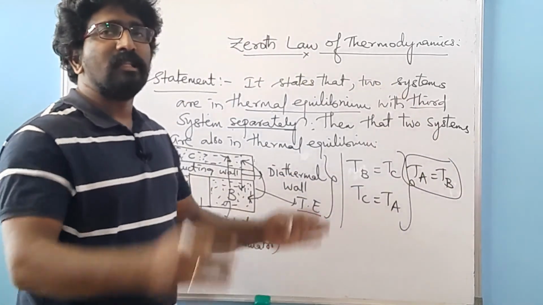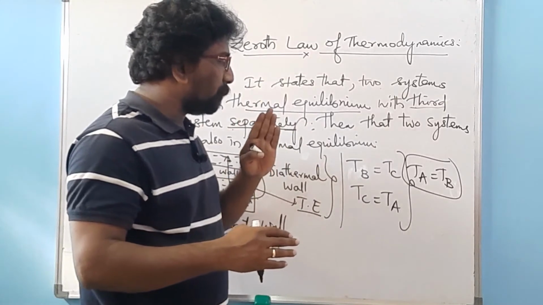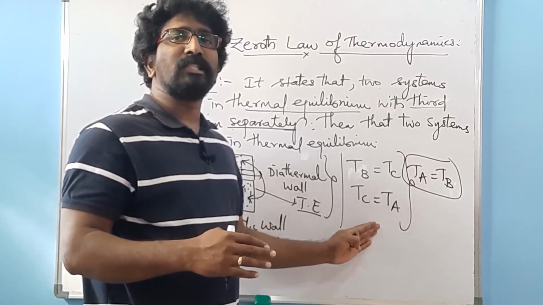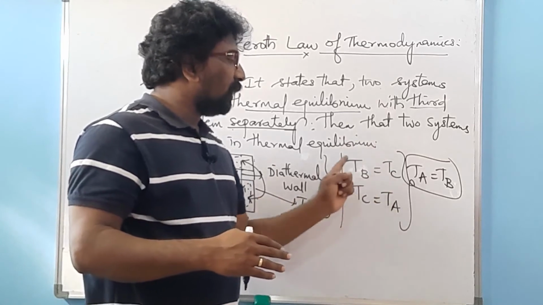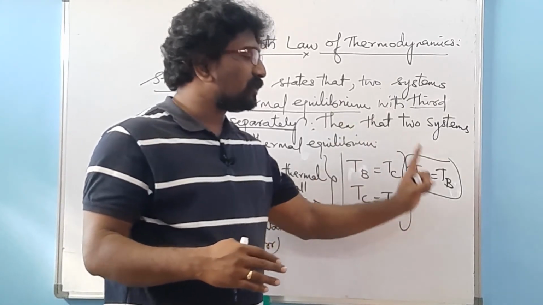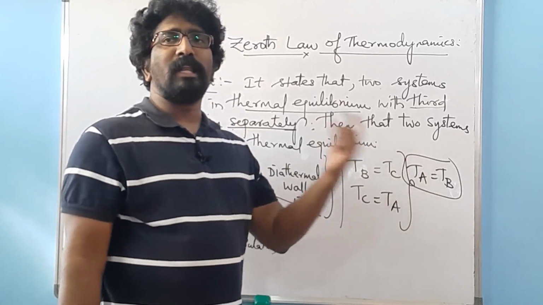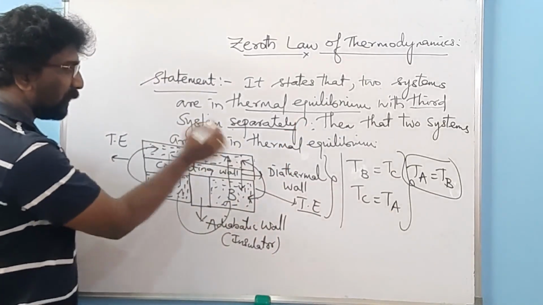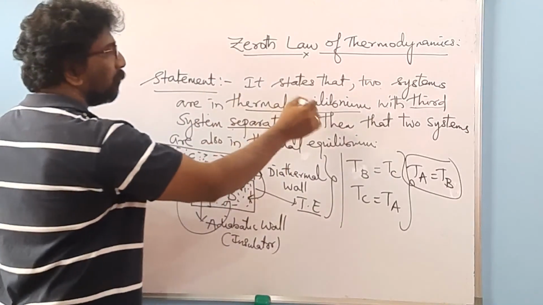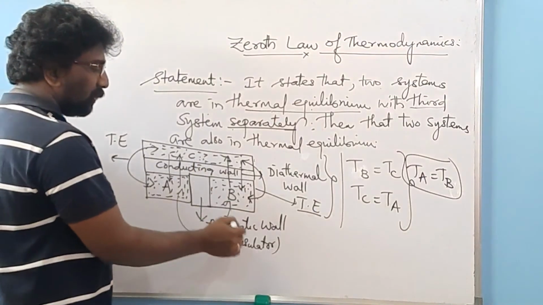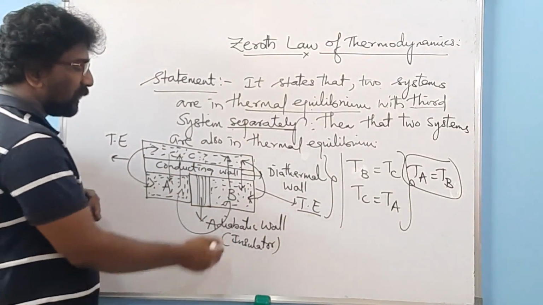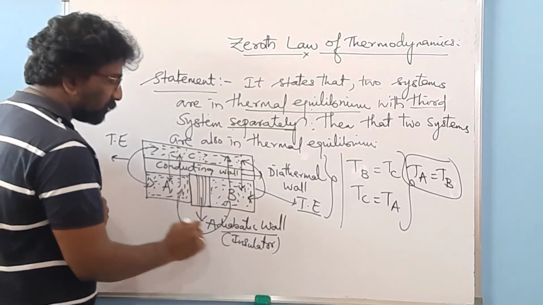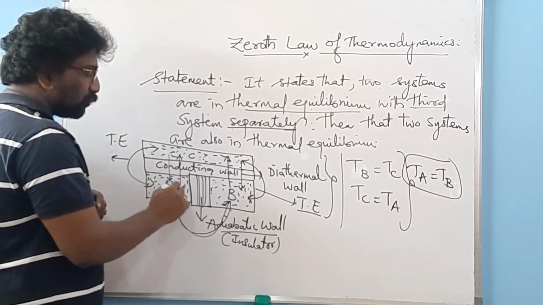So I can say that system B and system C are in thermal equilibrium, and also system A and system C are in thermal equilibrium. Then all these temperatures are the same. Automatically, system A and system B will also be in thermal equilibrium. So all three systems will be in thermal equilibrium, and then in thermodynamic equilibrium, even though they are connected through a conducting or adiabatic wall. If any two systems are in thermal equilibrium separately with a third system, then these two systems also will be in thermal equilibrium.